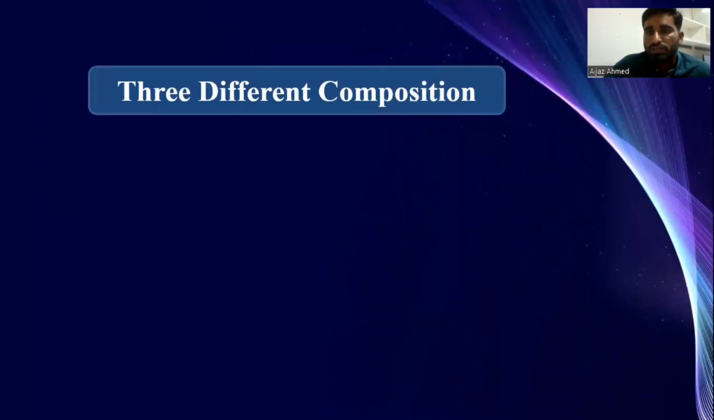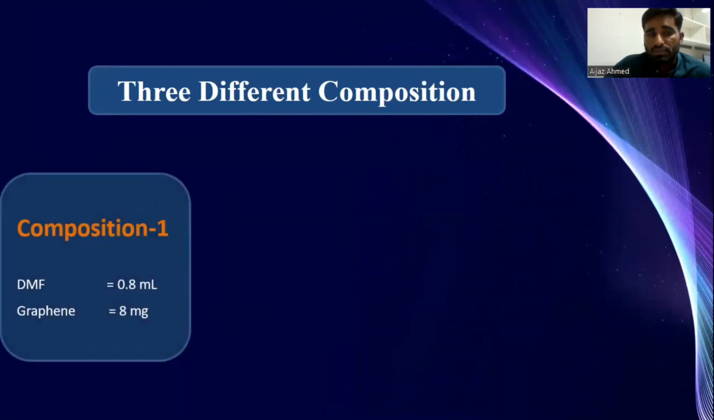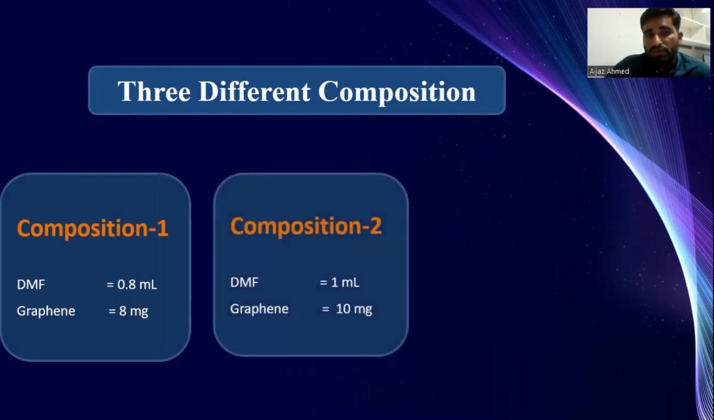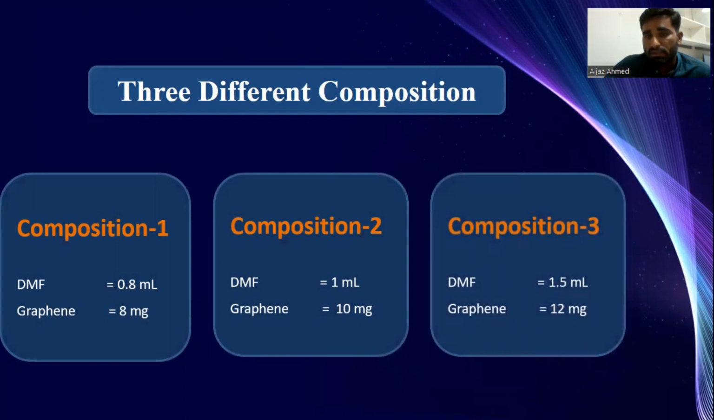After that, I'm going to tell you that we have made different samples, but three compositions were selected for our sensor. First, we used DMF 0.8 ml and graphene 8 mg for the first sample. Then we made another sample composed of 1 milliliter of DMF solvent and 10 mg of graphene material, and a third sample composed of 1.5 milliliter of DMF solvent and 12 milligram of graphene material.